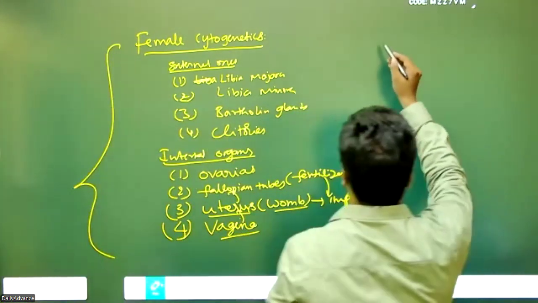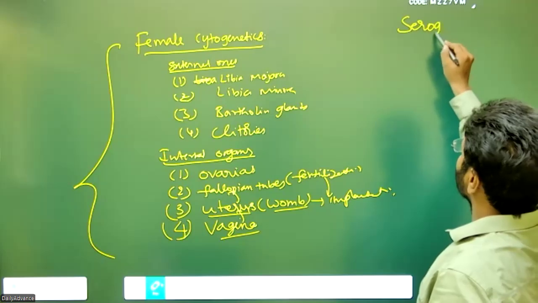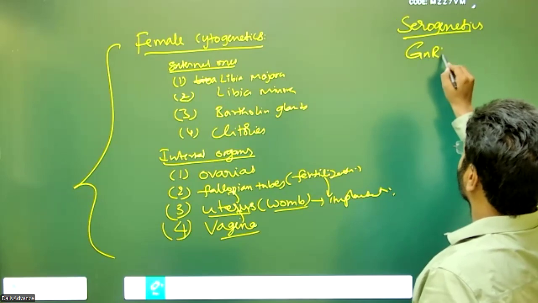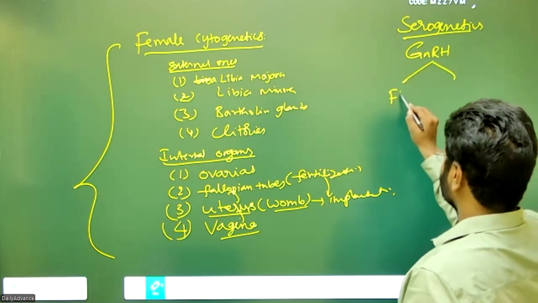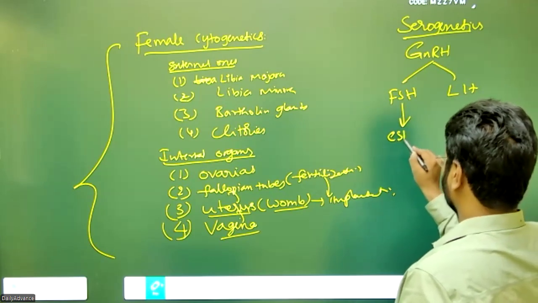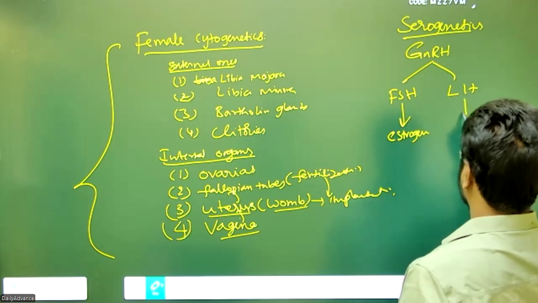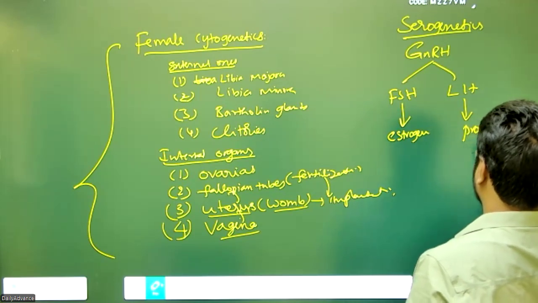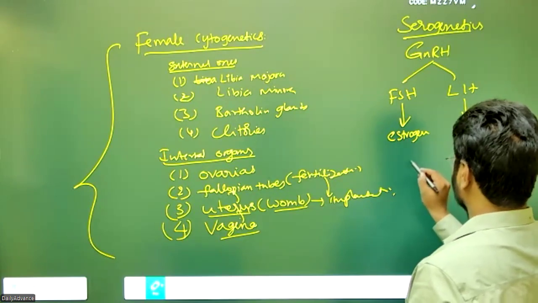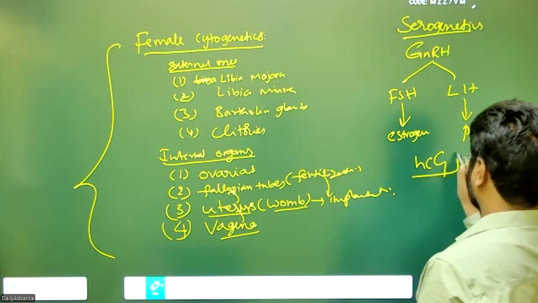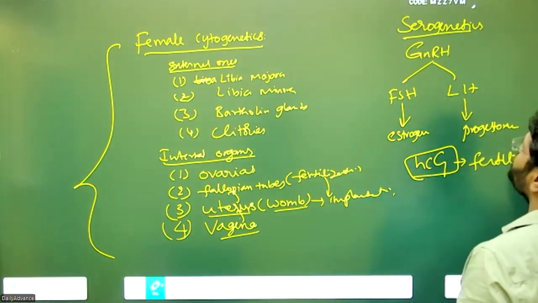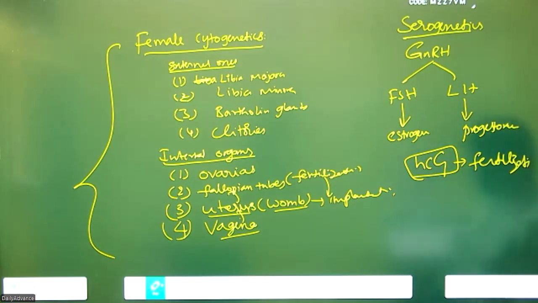So female serogenetics: GnRH, FSH, LH, FSH, estrogen, LH, progesterone. Okay, so once fertilization happens, HCG. So this is the serogenetics of the female reproductive system.